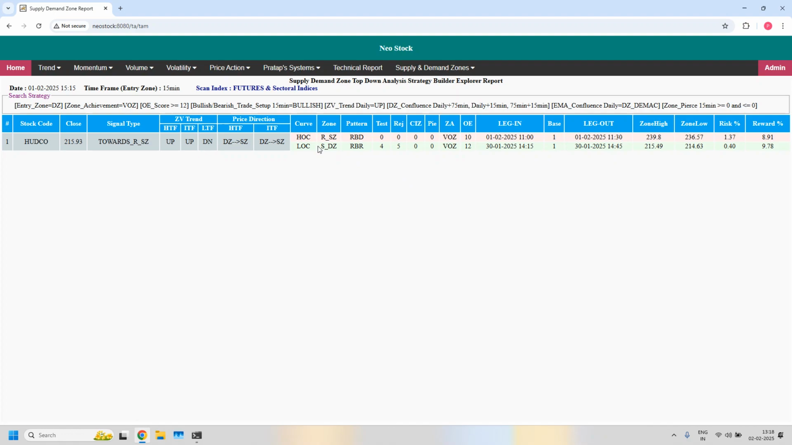And moreover, this 15 minutes demand zone is a high liquidity demand zone. See, all factors are in our favor. That's why this zone has supported several tests. Finding such kind of stocks will always help us get better profits.